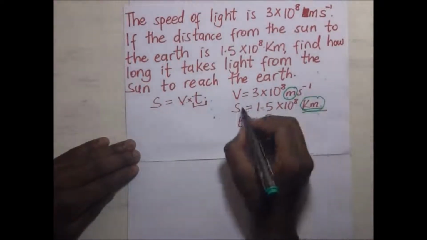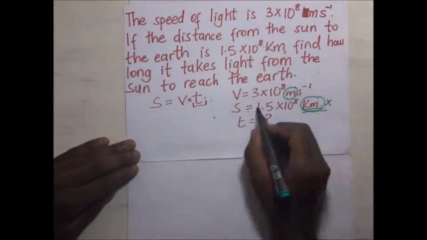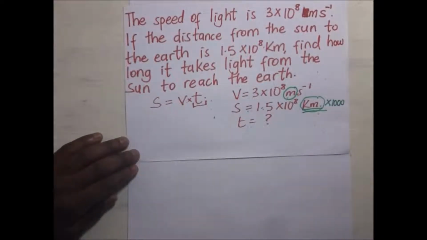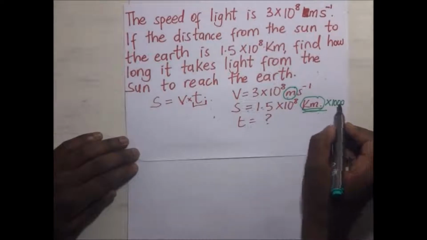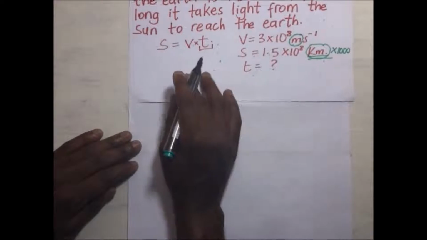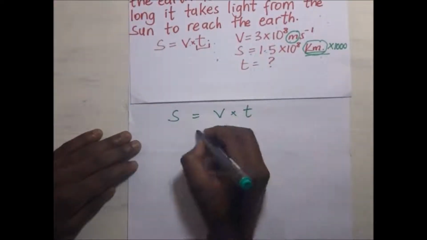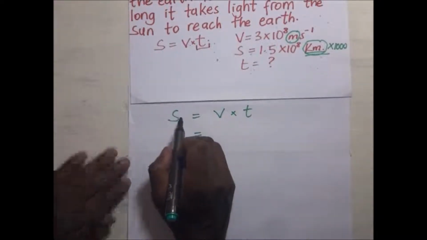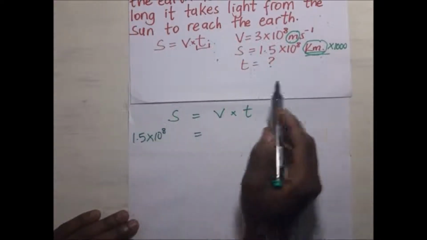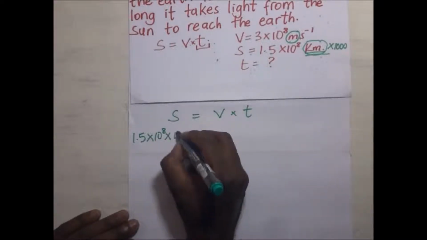So converting this distance from kilometers, we are going to multiply this by 1,000. Of course, when we multiply that by 1,000, it turns to meters. So when we continue with our working, we know that distance is going to be speed times time. And definitely our distance here is 1.5 times 10 to the power 8. But we are converting these kilometers to meters, so it becomes times 10 to the power 3 as well.